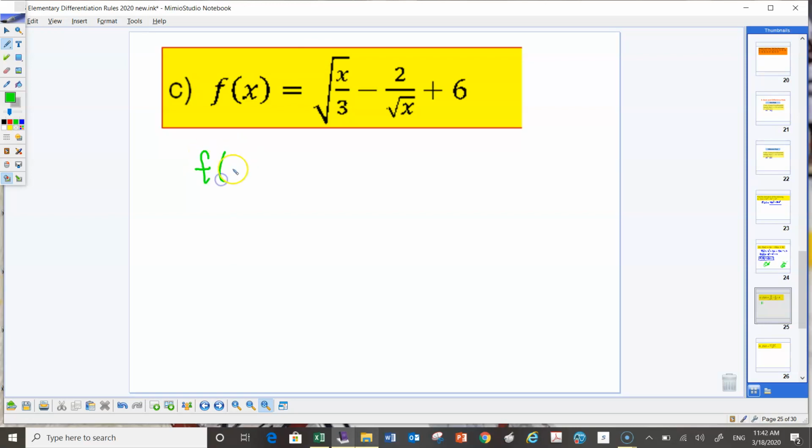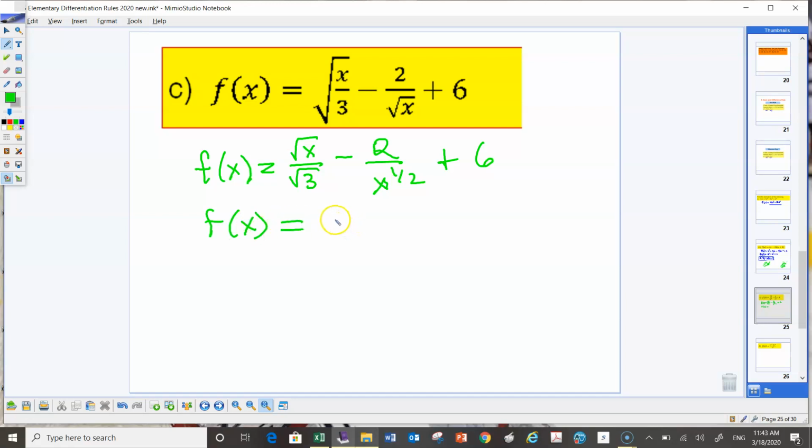So I have f of x is going to equal, this is really the square root of x divided by the square root of 3 minus 2, and if I rewrite x as a fractional exponent, it's going to be 1/2, and I still have my constant of 6. Now I'm going to rewrite my numerator of my first term as a fractional exponent. So that's going to be x to the 1/2 still over the square root of 3 minus 2. If I move x to the 1/2 to the top, it becomes negative 1/2, and I have plus 6.